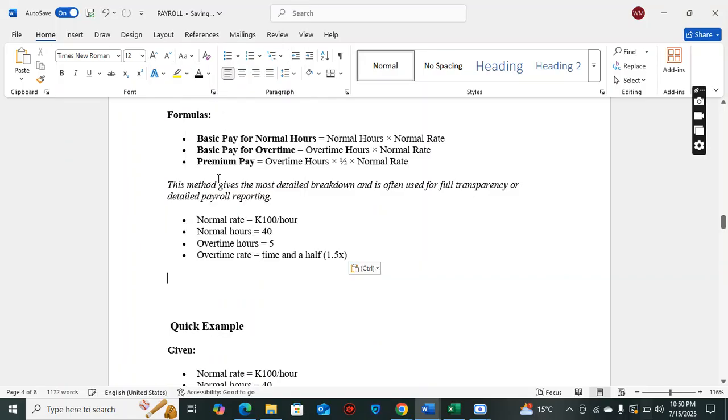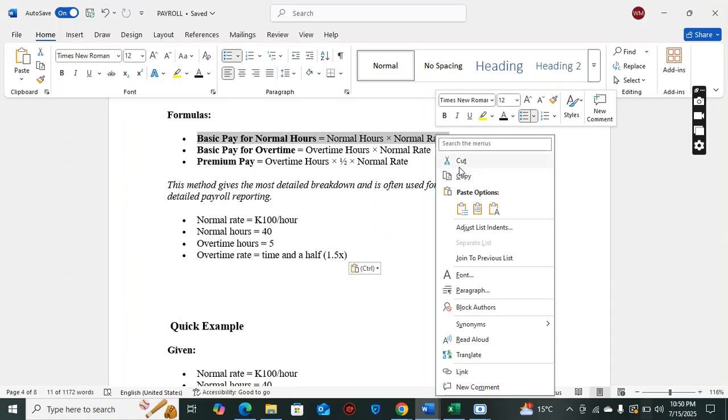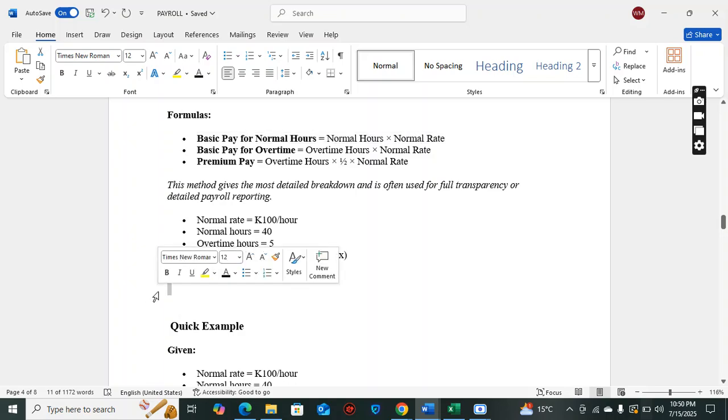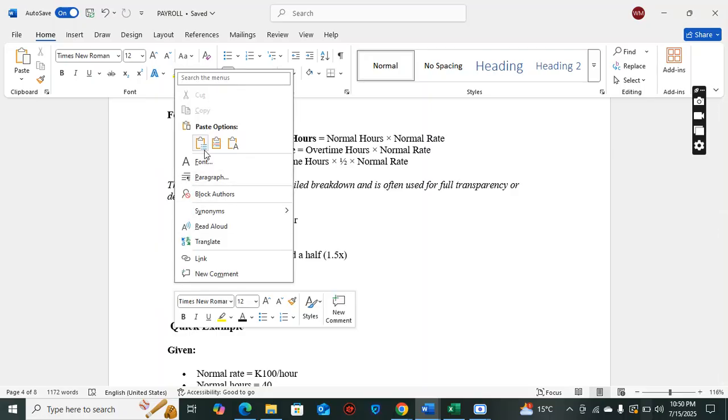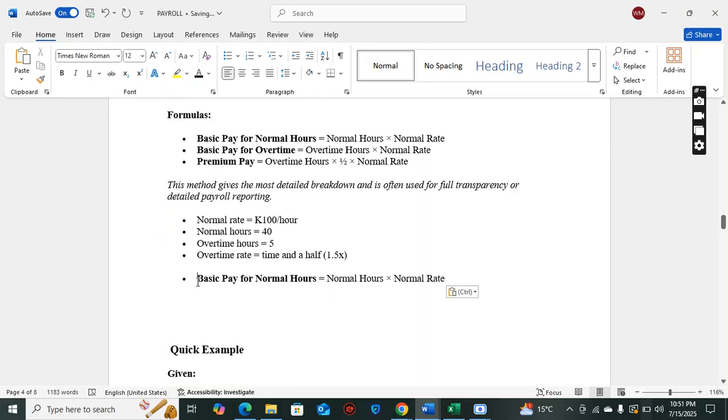We need to calculate the gross pay for this work. So we start. First, we get the basic pay for the normal hours. He worked 45 hours, but since the standard number of hours is 40 hours, first you say, for the normal 40 hours he worked, 40 times the normal rate, 100, we get 4,000.